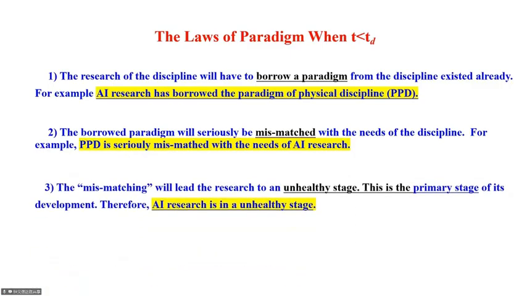And number three, the mismatching will lead the research to an unhealthy stage, that is the primary stage of its development. Therefore, for example for AI, AI research is in the unhealthy stage because the paradigm is borrowed from physical discipline. It's not the paradigm of its own. Therefore, it must be in an unhealthy stage.